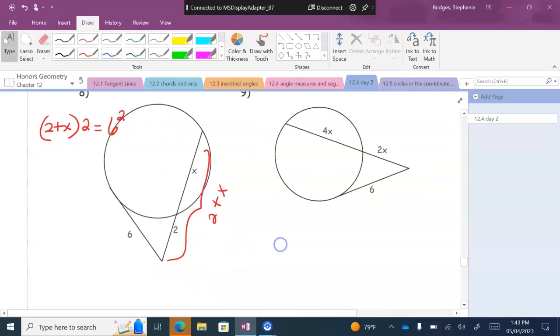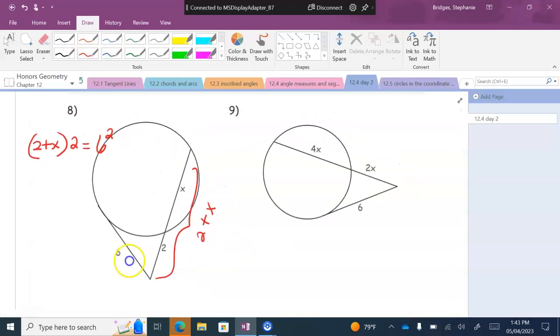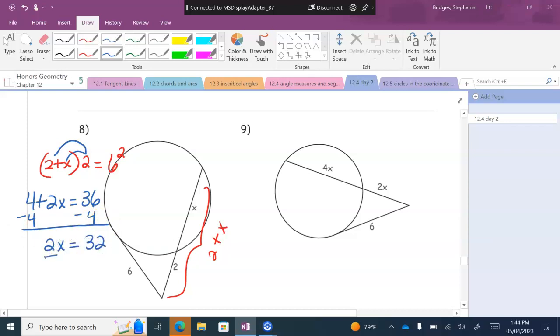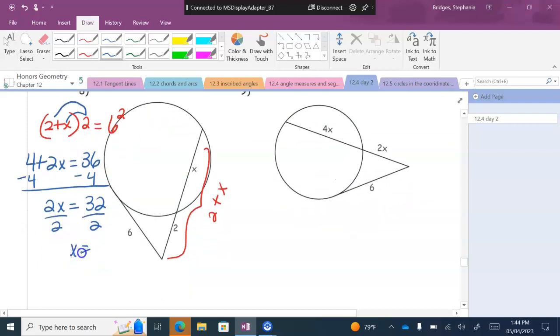Okay, I need everybody to stop talking. I'm going to multiply this 2 times both of those, which is going to give me 4 plus 2x, yes? And 6 squared is 36. Then I'm going to subtract my 4 over. So 2x is going to equal 32. And so x is going to equal 16.